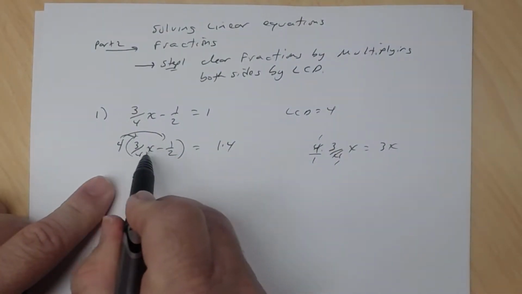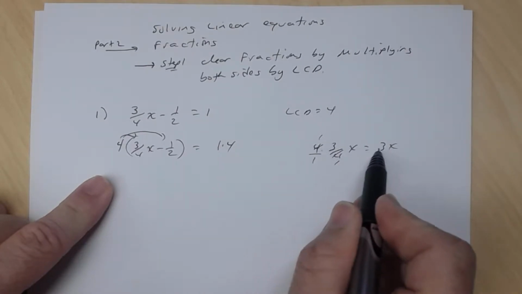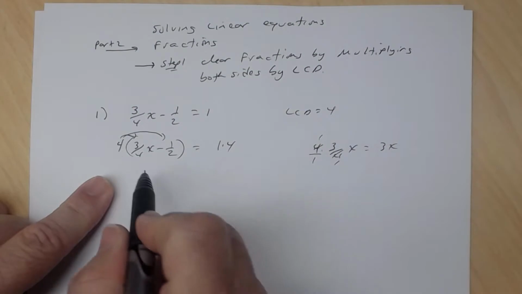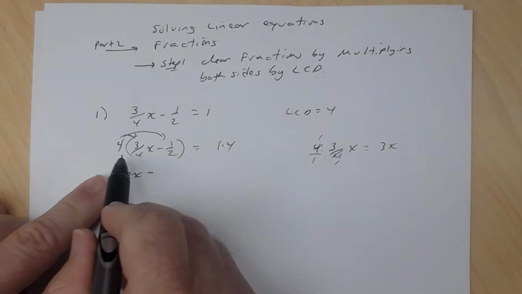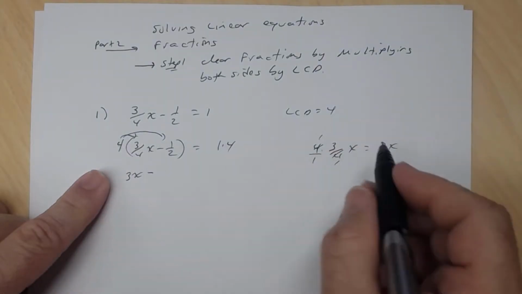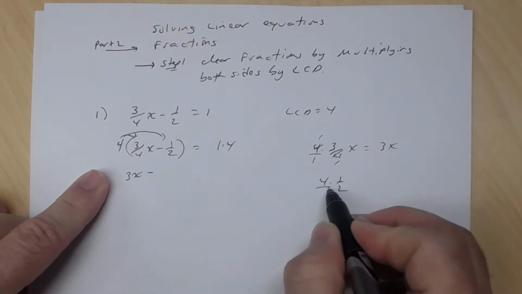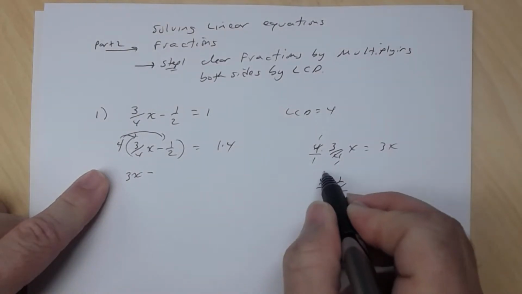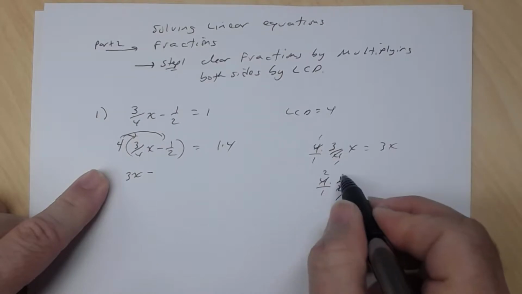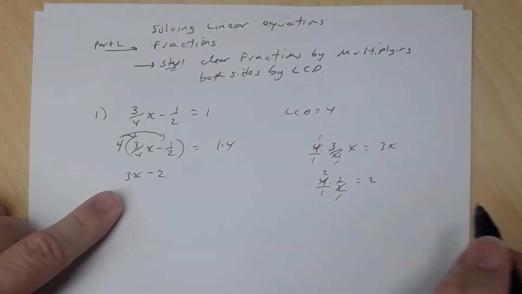So 4 times 3/4 x, if you need to rewrite it and do your work, then go ahead and rewrite it and do your work. So 4 times 3/4 x is 3x. Minus, and then you're going to say 4 times 1/2. Remember, that's 4/1. Let's reduce first. 2 into 2 is 1. 2 into 4 is 2. So I get 2 times 1 is 2. So you get 3x minus 2.